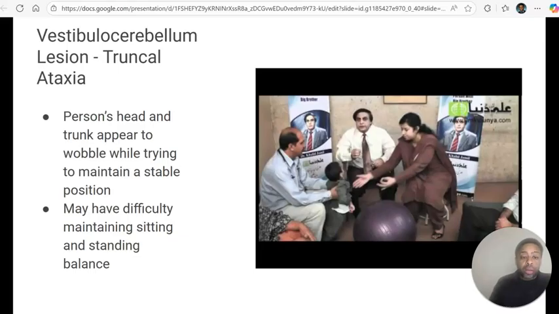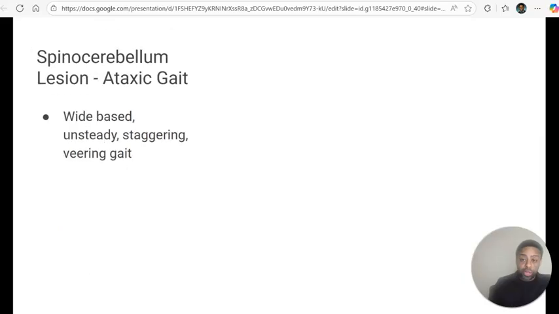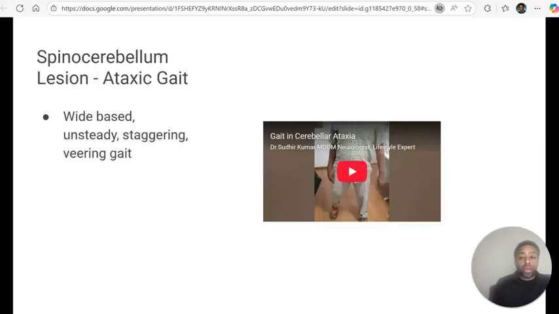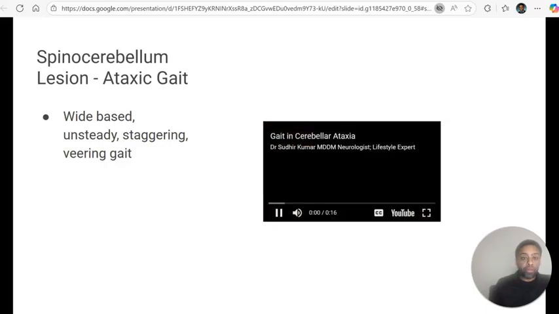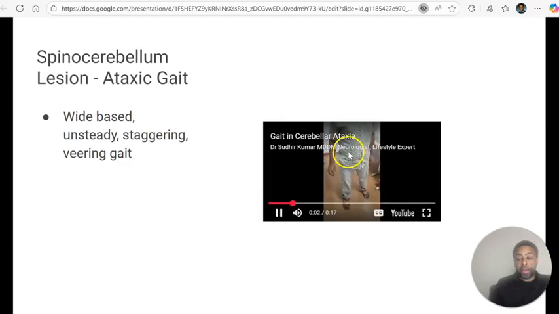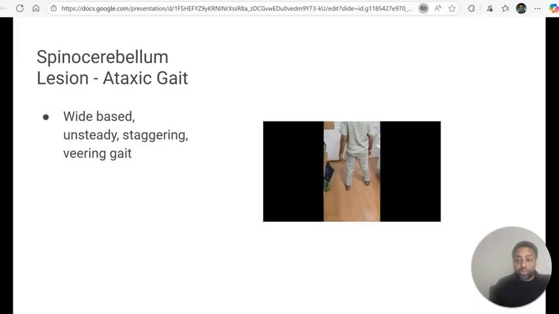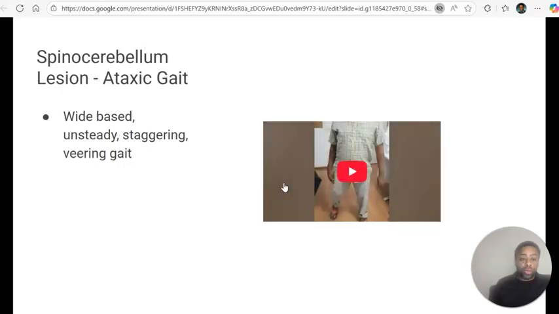With truncal ataxia, you would see the tremor or the wobbliness of the head and the trunk. Whereas with gait ataxia, you would see a wide base, unsteady gait, staggering gait. You can actually watch these videos when you review these slides, but I'll also display it now. And a lot of times you see people with ataxia walking with a wide base of support, and that is a compensatory strategy, of course, to be able to maintain their balance.